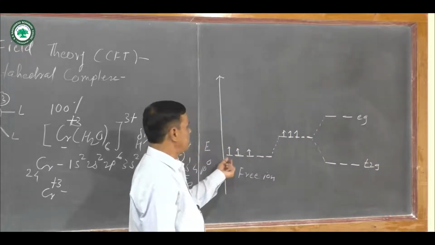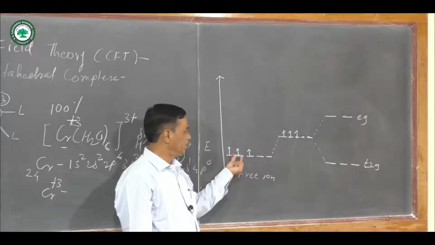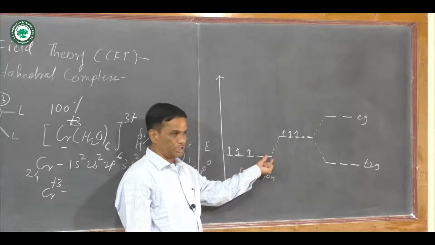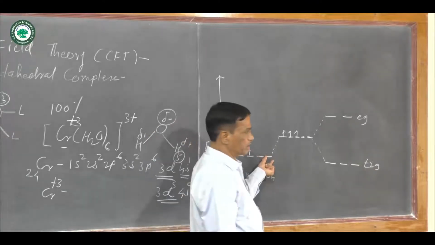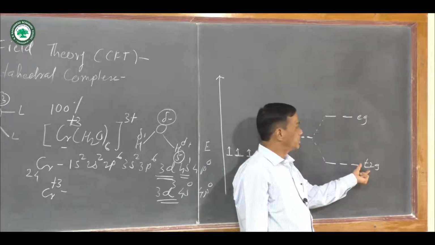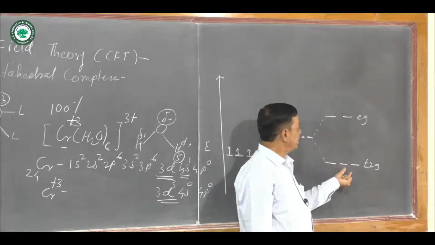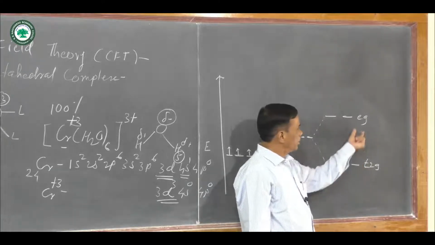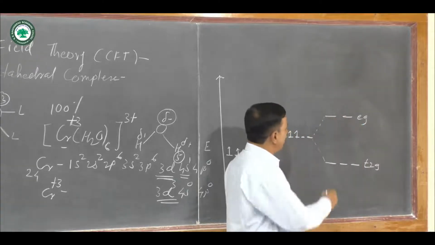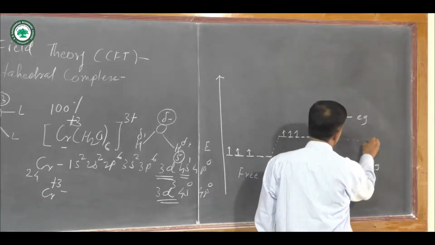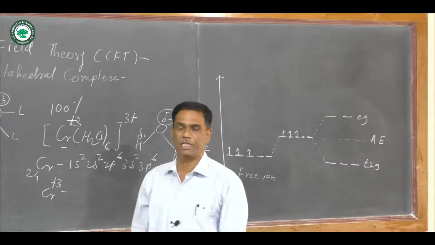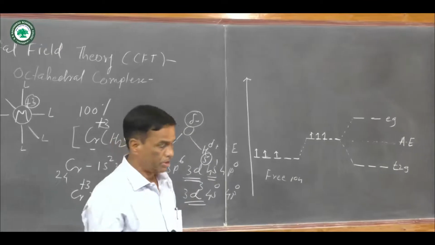You know that the 5 d orbitals are dxy, dxz, dyz, dx square minus y square and dz square, and these 5 d orbitals split into 2 sets. One is T2g and the second is Eg. The T2g orbitals are dxy, dxz and dyz. The Eg orbitals are dx square minus y square and dz square, and this is the average energy level, represented as AE, meaning average energy.